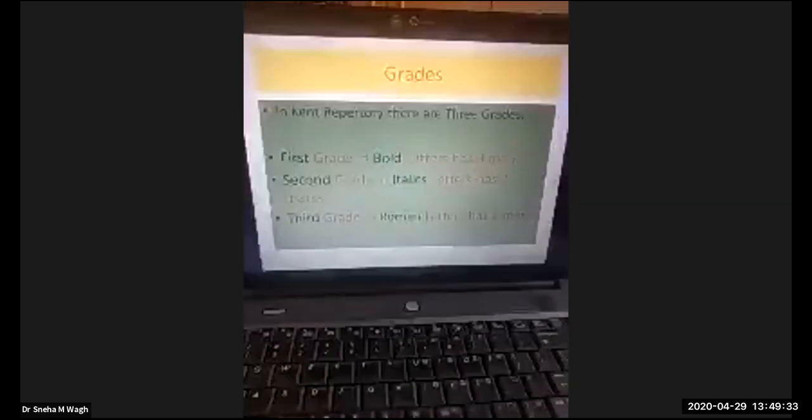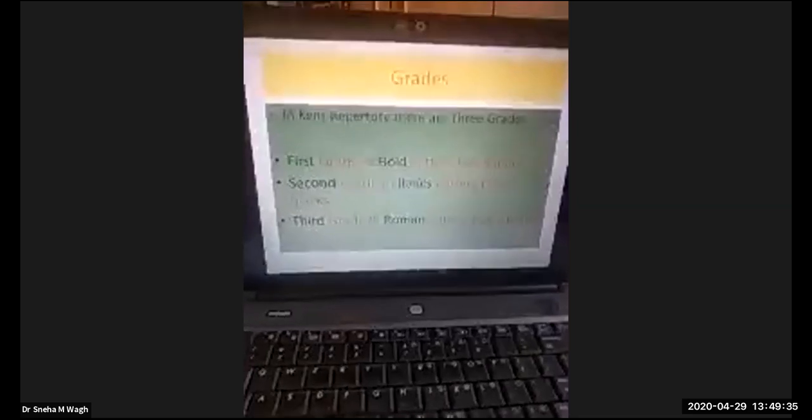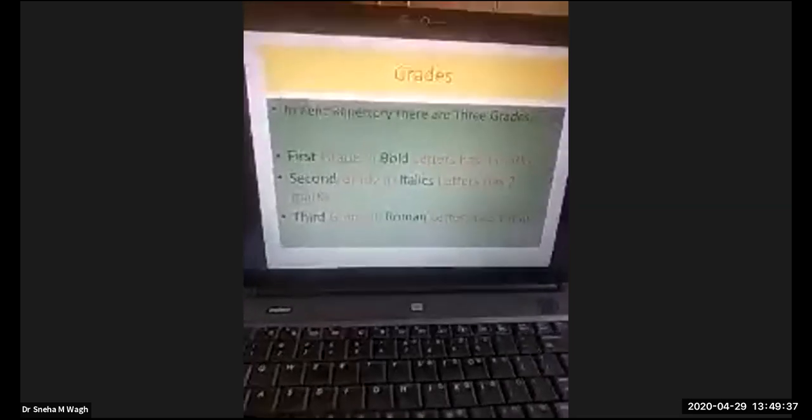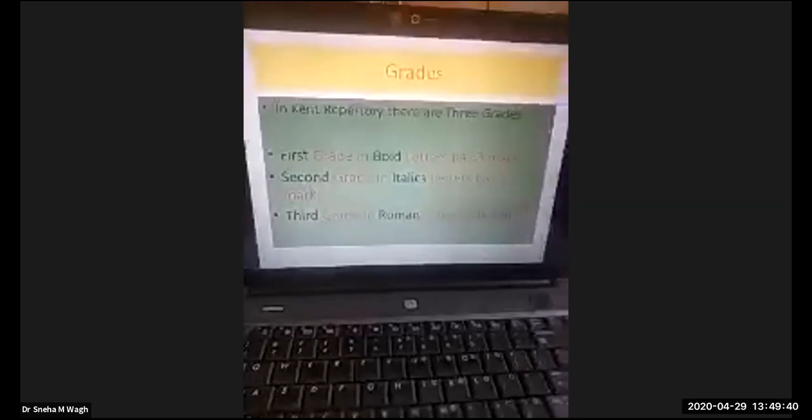The next part you should know about the Kent repertory is the grades of the Kent repertory. Every repertory has different grades which help us for repertorization. The grades of Kent repertory are in three types.